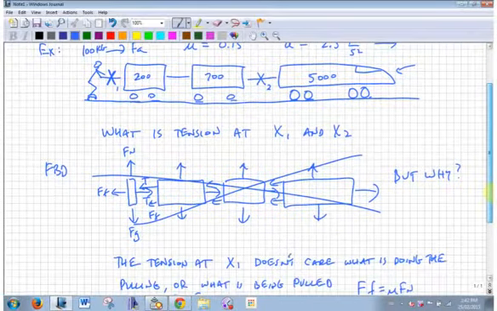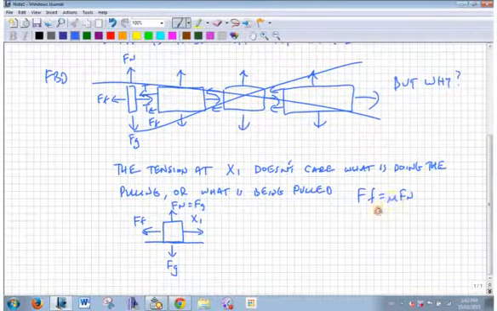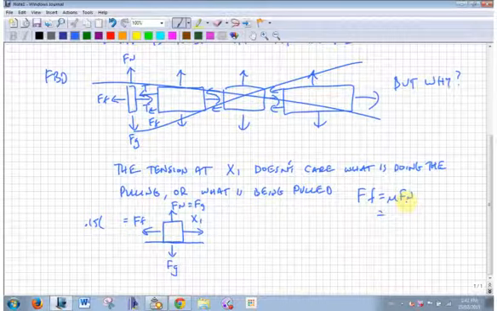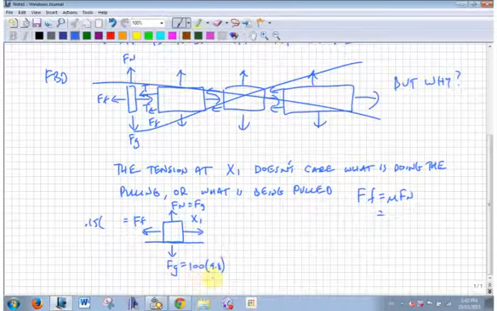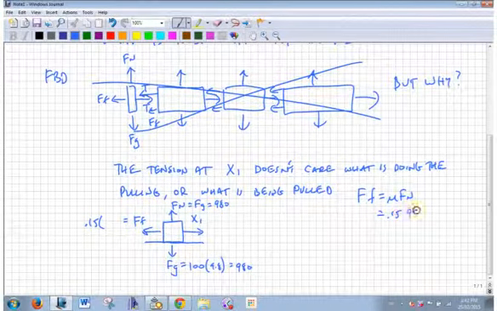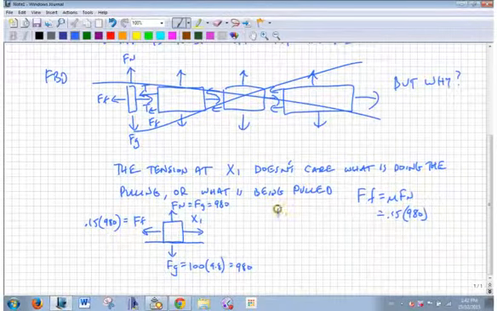Okay. All right, so do I have mu? Yes, I do. 0.15 times the normal force, but the normal force is equal to Fg, which is 100 mg, 100 times 9.8, 980. So that is 0.15 times 980. Okay, what else do I know?